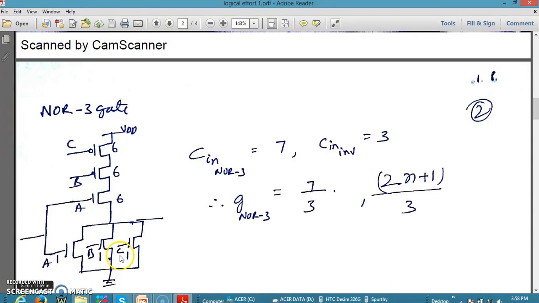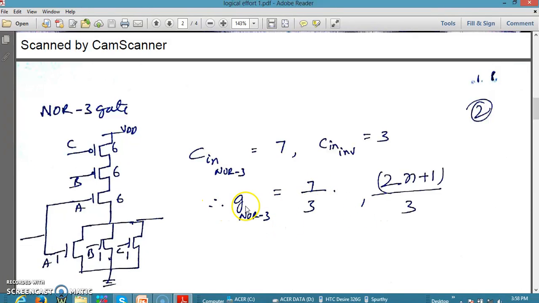Now they are in parallel. You can just retain the dimension of this as 1. So as you can see now, this is 6, this is 1. The overall Cin of the NOR gate is 7. So Cin of NOR 3 is 7. Cin of the inverter is 3. Now it is 7 by 3.